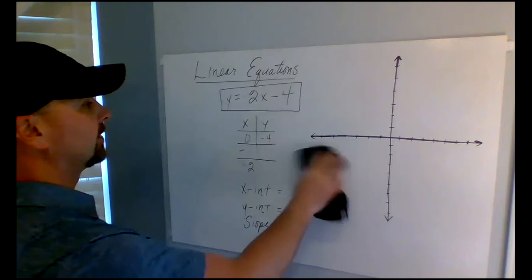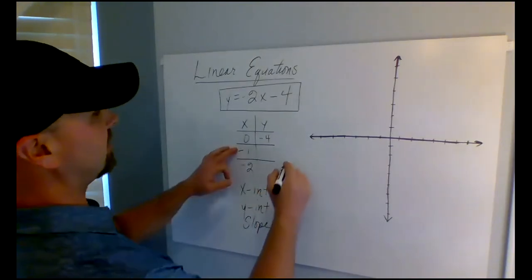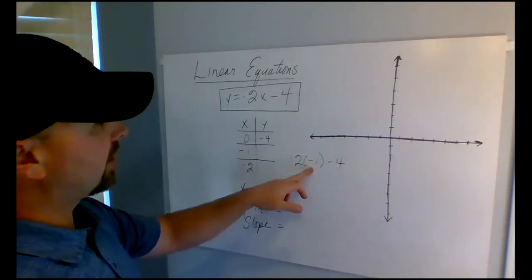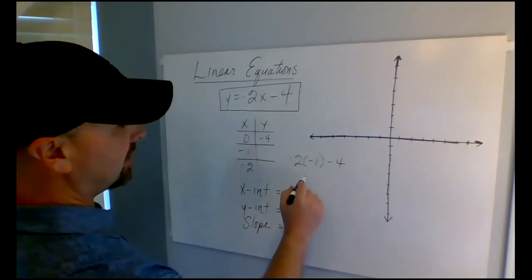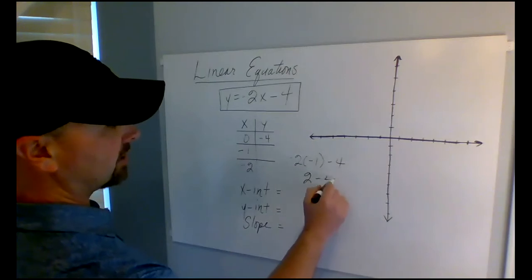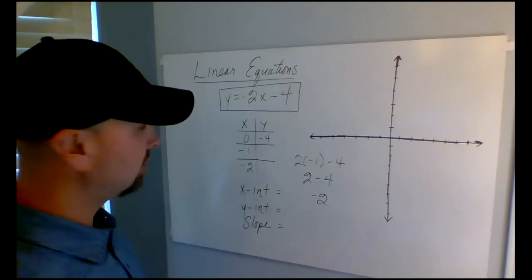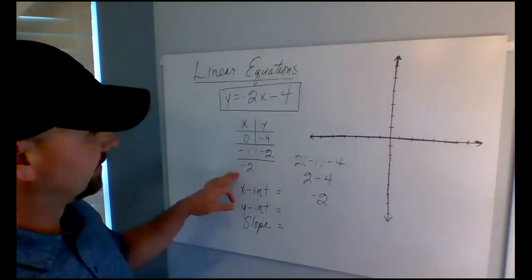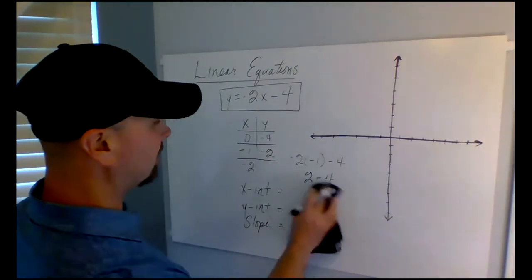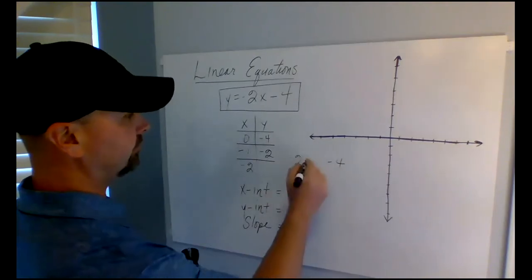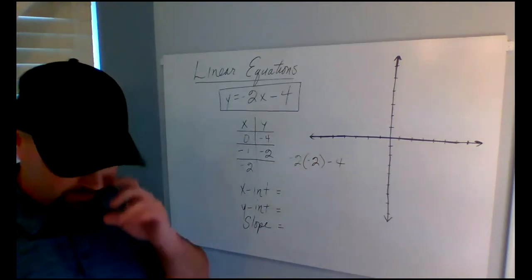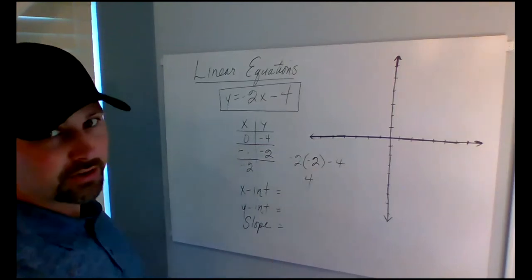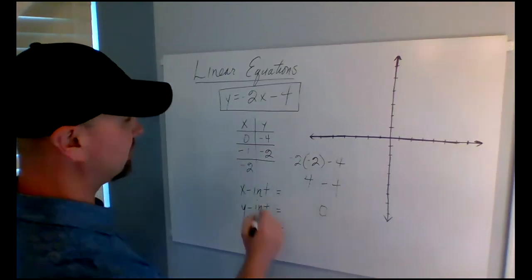Same thing, except instead of 0, x is -1. Put a -1 in for x. -2 times -1 is +2, minus 4 equals -2. So when x is -1, y is -2. Finally, my last value for x I picked was -2. Put a -2 in for x. Work it out. -2 times -2 is +4, minus 4 is 0.